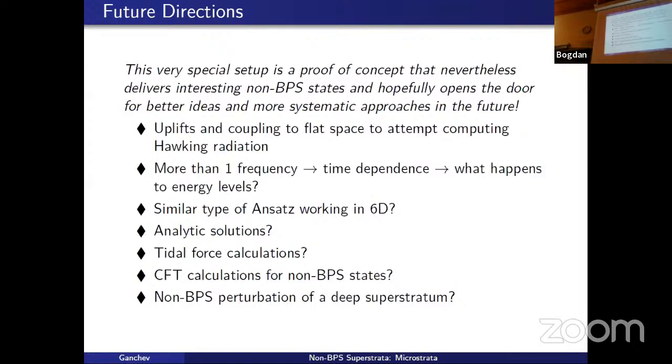Of course, you can also try to do some force calculations in these backgrounds. You can maybe try to see whether you can do some safety calculations for these non-BPS states. I know that's incredibly hard. The other thing you can do is move on from these simple states and consider directly a non-BPS perturbation of a deep superstratum and see whether you get something qualitatively different. Anyway, that was my talk. I forgot to put a thank you slide, so thank you. Questions?